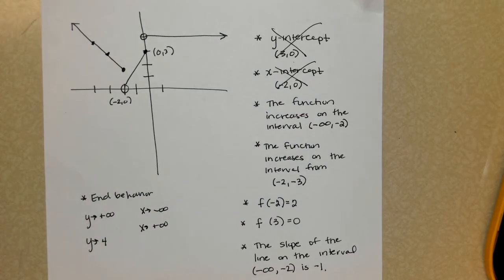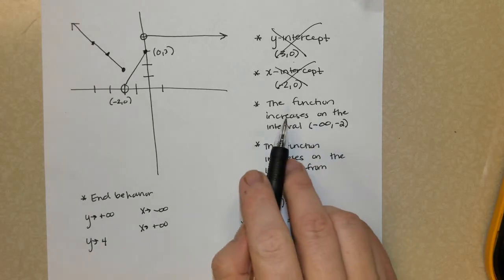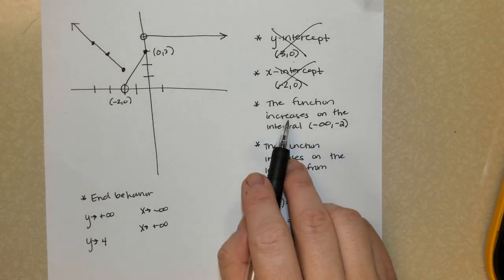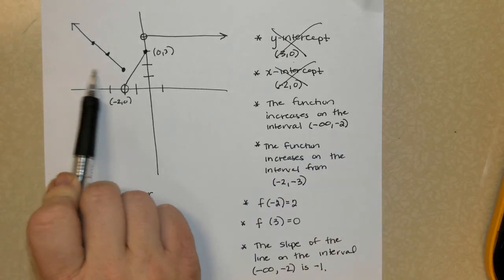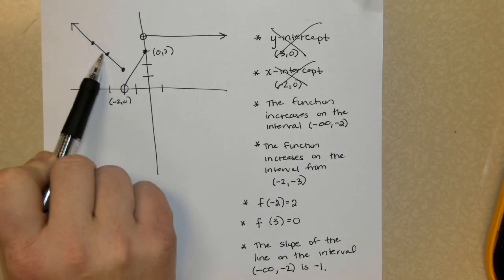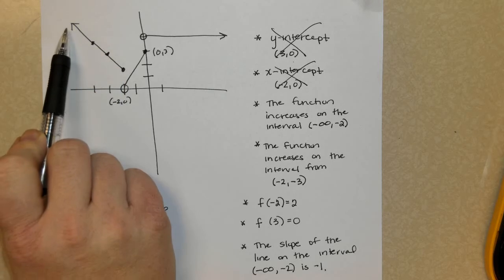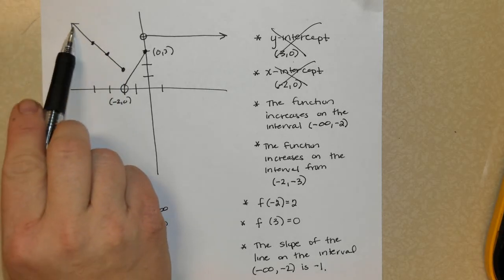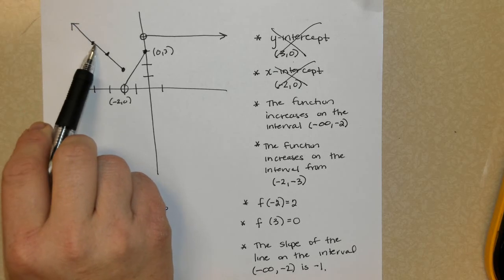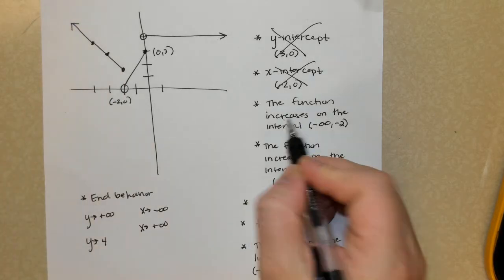The function increases on the interval from negative infinity to negative 2. Remember, with increasing and decreasing in constant intervals, they're always described in terms of x values. So from negative infinity to negative 2 would be this piece of the function. Is it increasing? Remember, we decide if it's increasing or decreasing looking at it from left to right. From left to right, you'd be walking downhill, which is decreasing, not increasing.